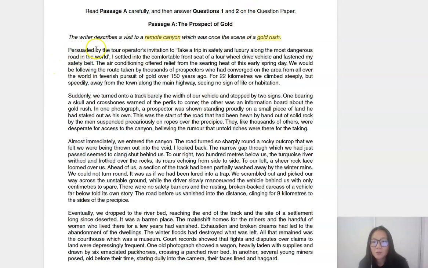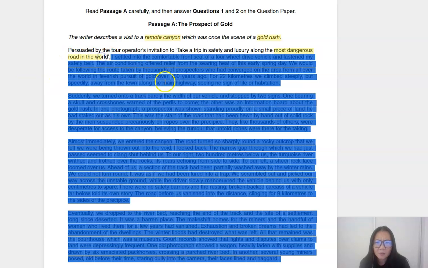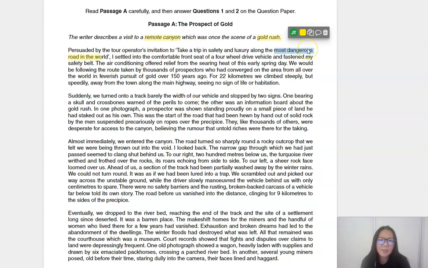Okay, persuaded by the tour operator's invitation to take a trip into safety and luxury along the most dangerous road in the world. Okay, most dangerous road in the world. You want to take a hint from this a little bit. It is dangerous. Why? It is not really mentioned yet, but there's something that you might want to put in your letter, that traveling into it is a little bit treacherous. Why? Maybe you could say the paths are narrow or things like that. Okay, so this would be part of A1, the journey into the canyon.